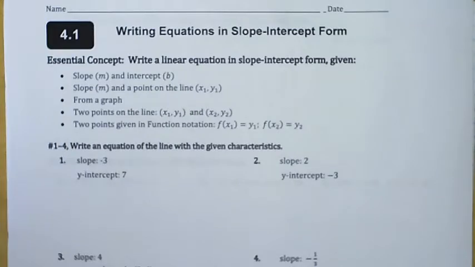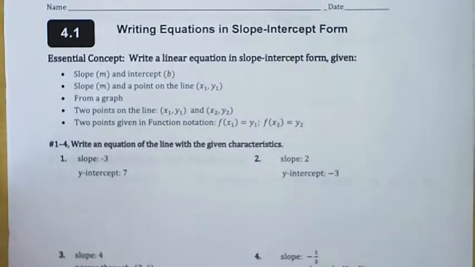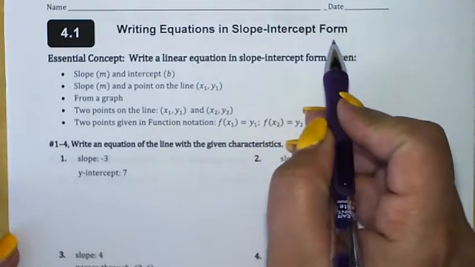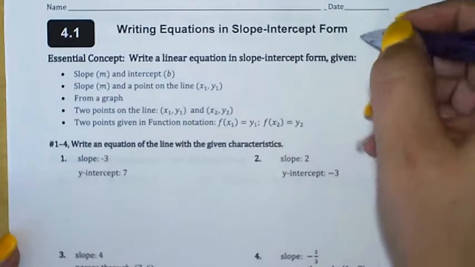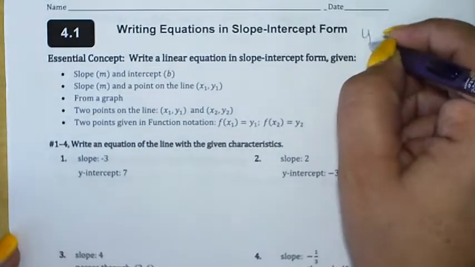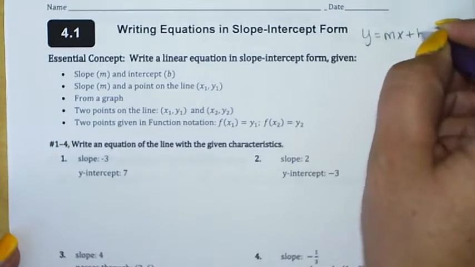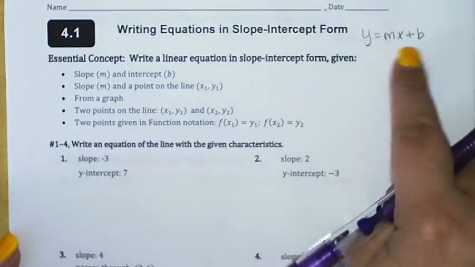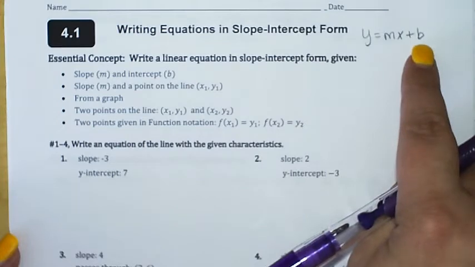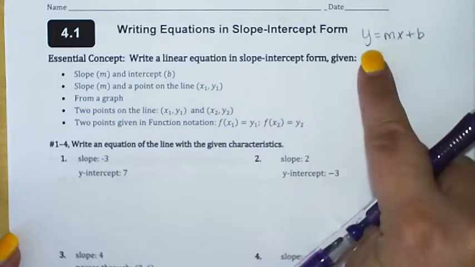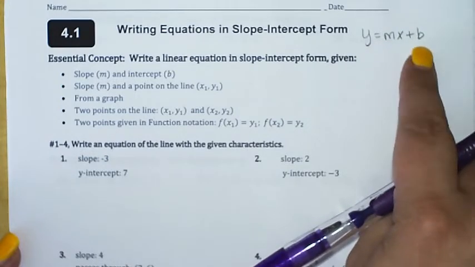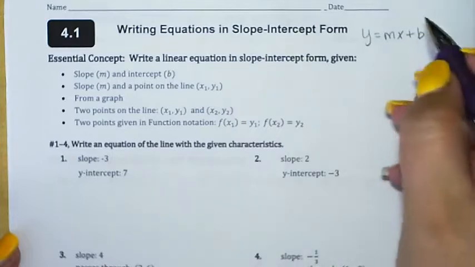In this first lesson of chapter 4, we are going to focus on writing equations in slope-intercept form. And so just a quick review, slope-intercept form is our favorite, y equals mx plus b. It's the one you're probably most familiar with and most likely our favorite for most of the situations that involve linear relationships.